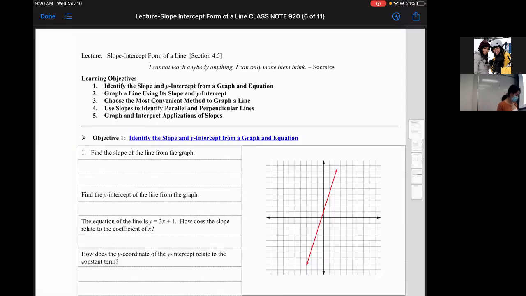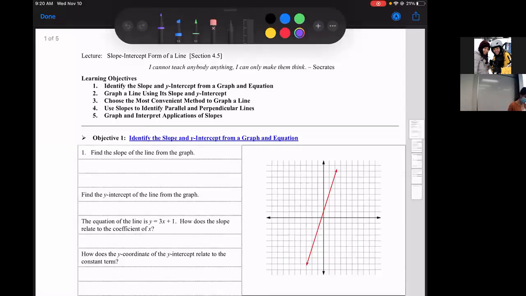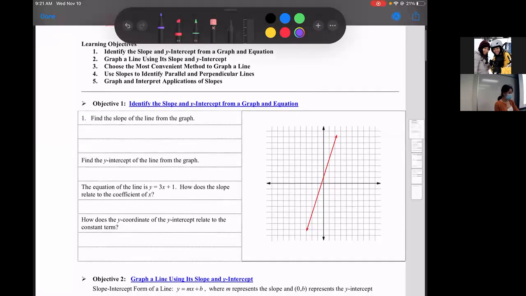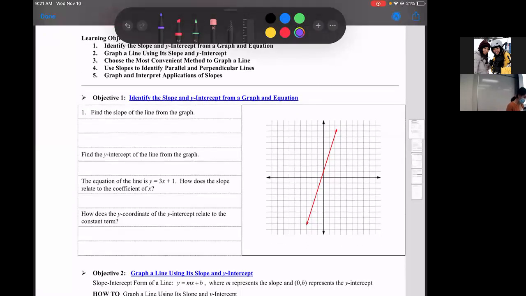So section 4.5 is the slope-intercept form of a line. Okay. Objective 1, let's review what you did last time. Now, if I give you a graph and I ask you to find the slope of the line from the graph, what would you do?